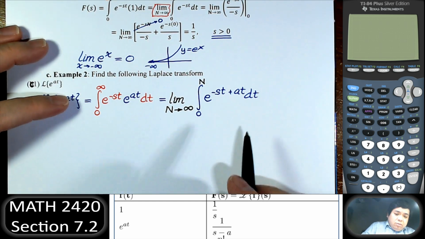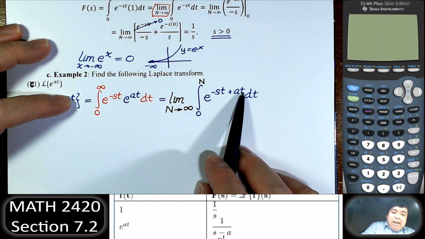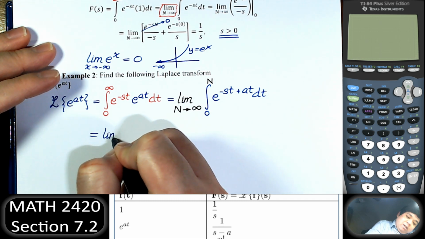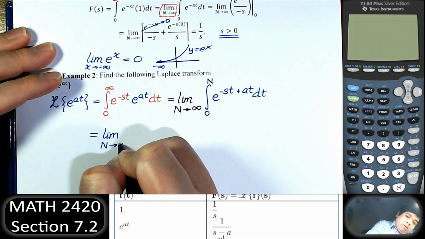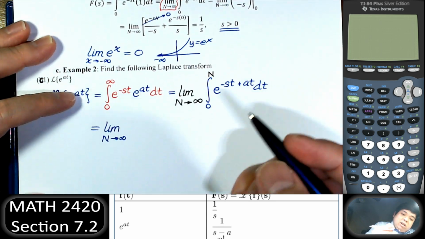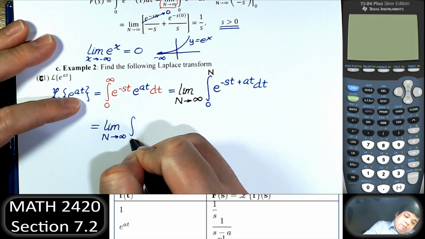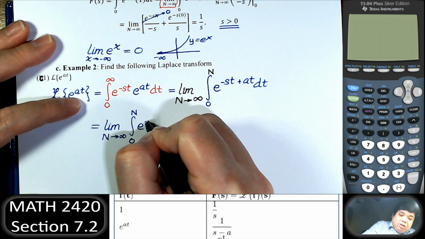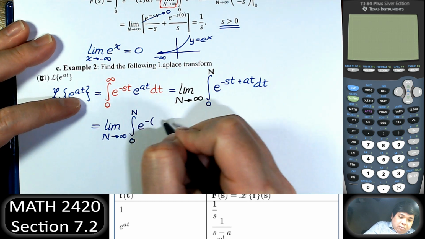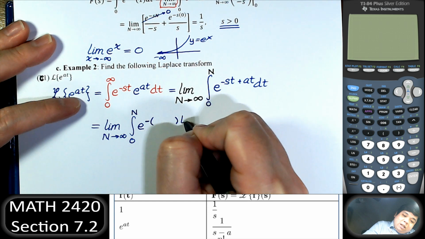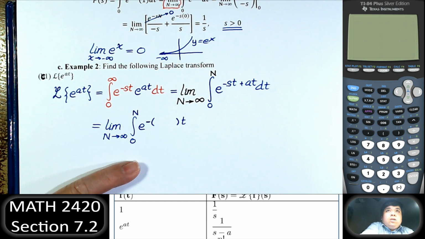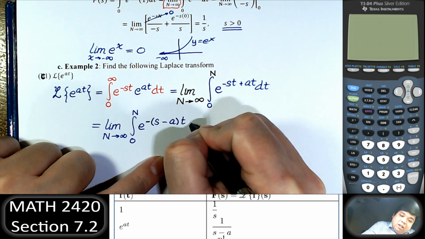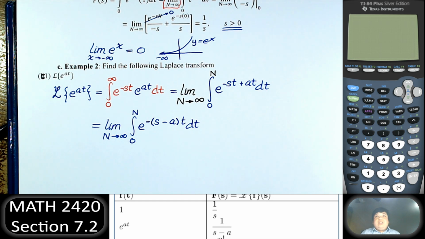Now, I will factor out the t, and let's just factor out the negative, because it looks like that. We still have the limit, n goes to infinity. I try to get e to the negative something. Now let's factor out the negative, and then t. If we factor out the minus, we will have s minus a, t dt. Now it's easy enough.